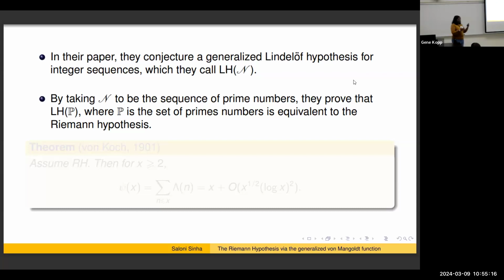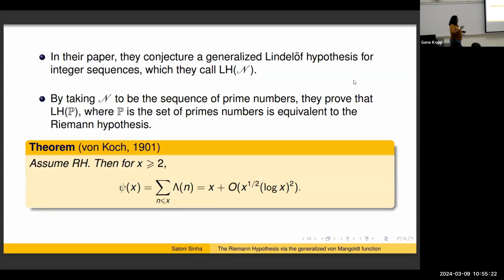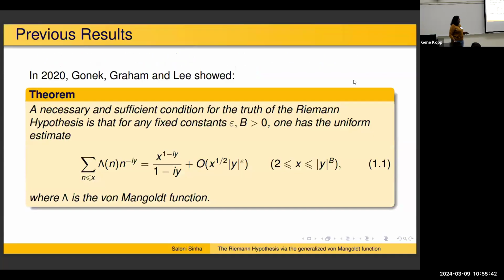Of course, this is not the only estimate in this direction. In 1901, von Koch showed that under the Riemann hypothesis, for x bigger than or equal to 2, psi of x, the Chebyshev function, which is just the partial sum of the von Mangoldt function, is x plus big O of x to the 1/2 times log x squared. With their version, it is hard to recover that result because y is restricted in a sense: your y cannot be 0. You have some dependence between x and y.